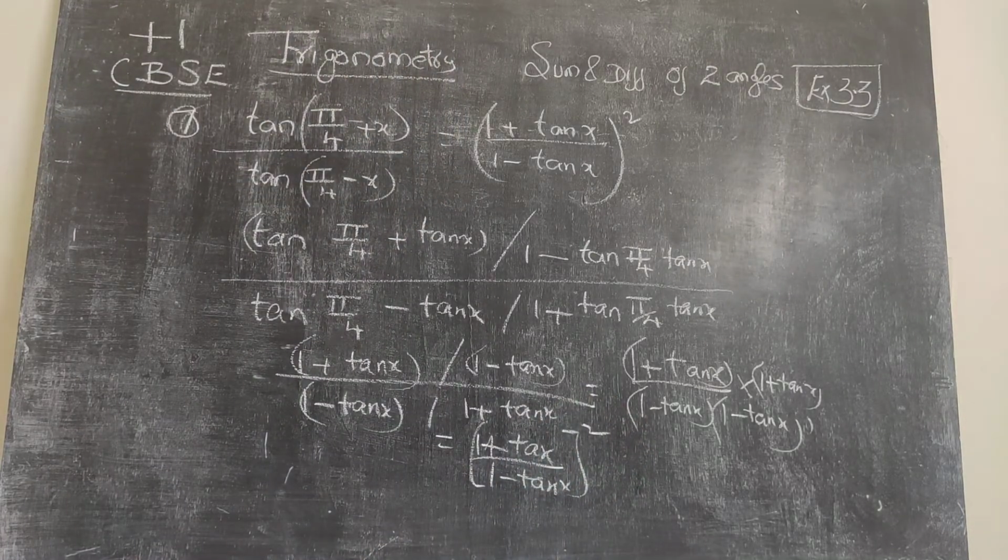Again a simple problem. As I said, you have to apply straight the formula for tan of A minus B and tan of A plus B, and don't forget to substitute that tan of pi by 4 is nothing but 1. Is it not easy? Now shall I go for the 8th problem.